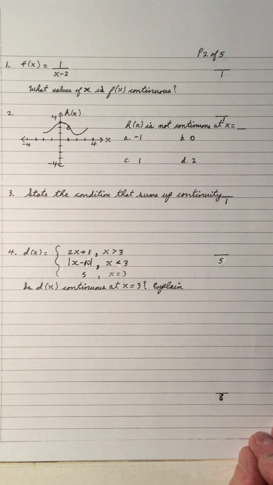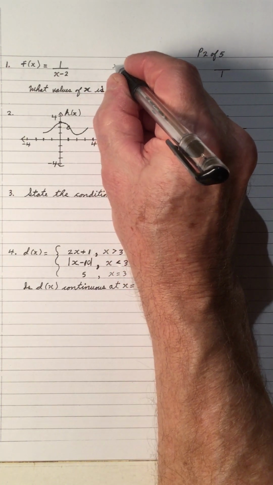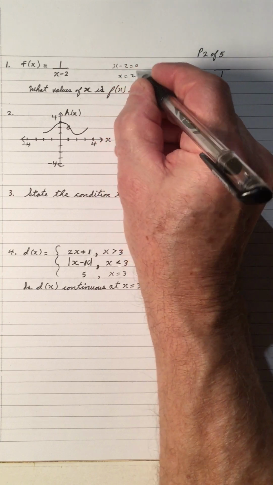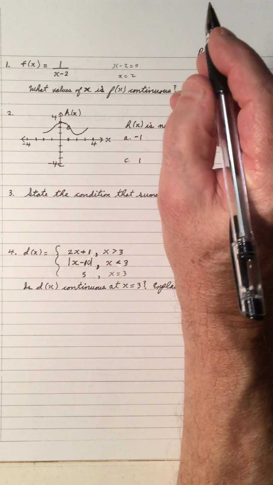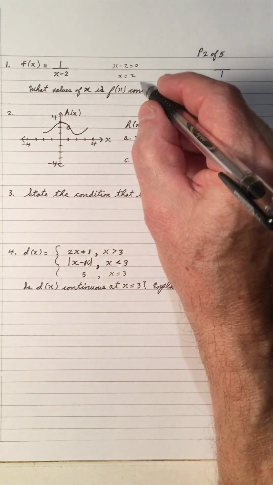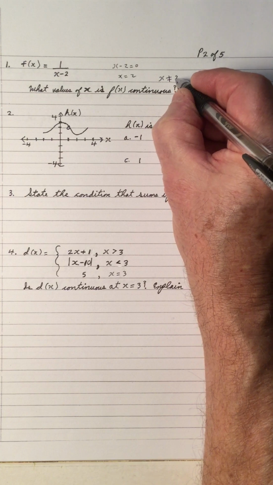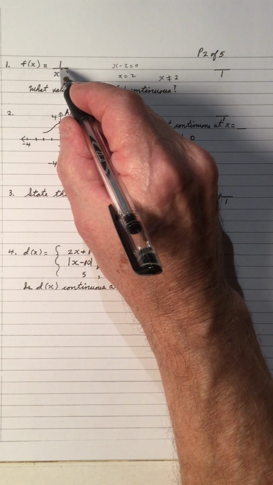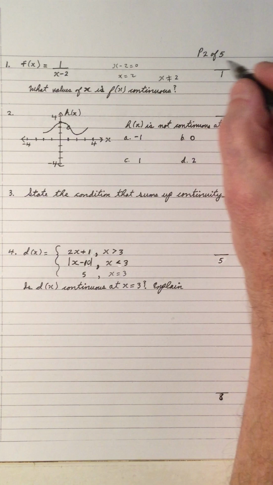Number 1, f of x equals 1 over x minus 2. At what values of x is f of x continuous? Well, we know that x minus 2 equals 0 when x equals 2. The denominator cannot be equal to 0, so we cannot have 2. So that means this is continuous for x not equal to 2. It's a rational function, and we cannot have 2.